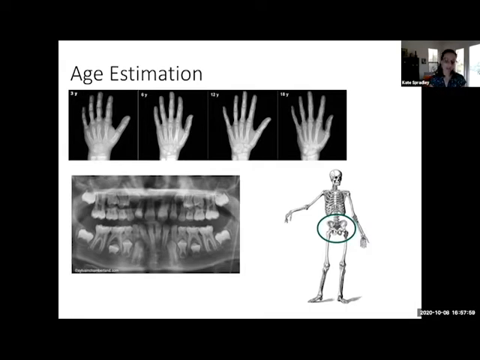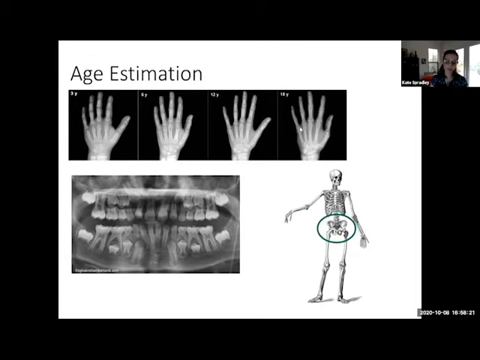You can see on this hand X-ray, there are small growth plates at the end of each bone in the hand, and over time these grow together. So you can see the growth plates here and here and here, and they're all fused together here at 18 years old.